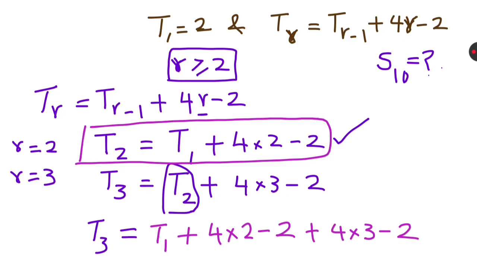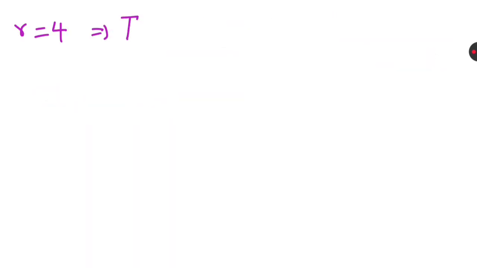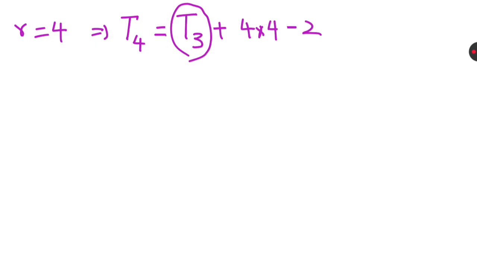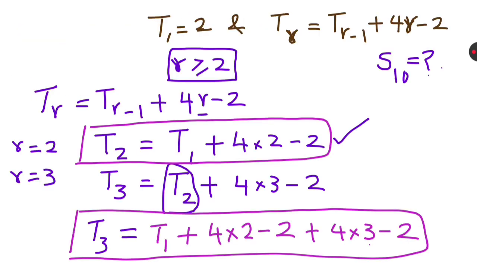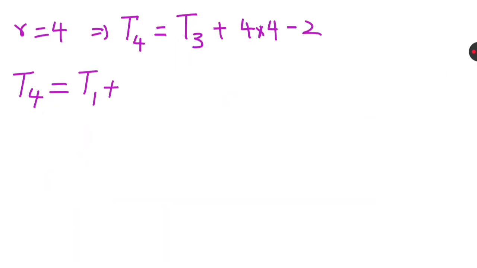Now let's take r as 4. That is t4 equal to t(r minus 1), that is 4 minus 1, which is t3, plus 4 times 4 minus 2. And we know the t3 value, so let's write the t3 value here. What is t3? t3 is t1 plus 4 times 2 minus 2 plus 4 times 3 minus 2. This is the t3 value. Still we have 4 times 4 minus 2.